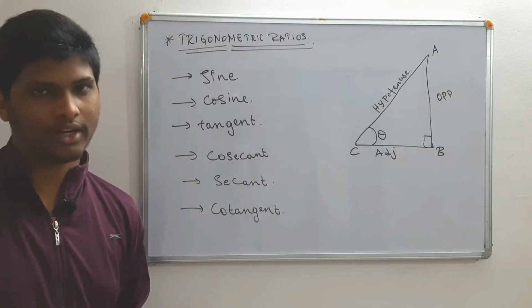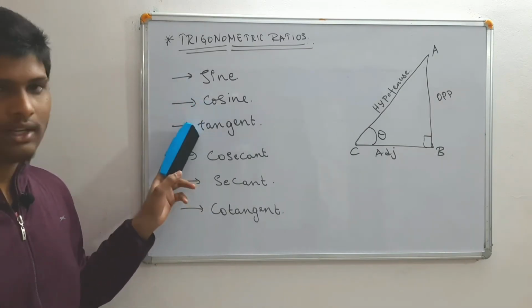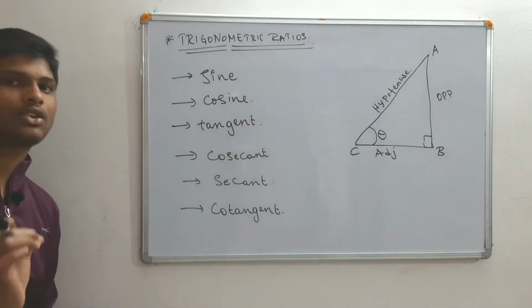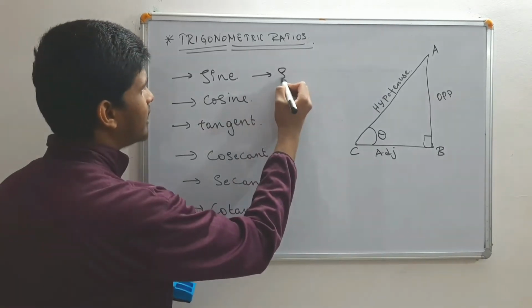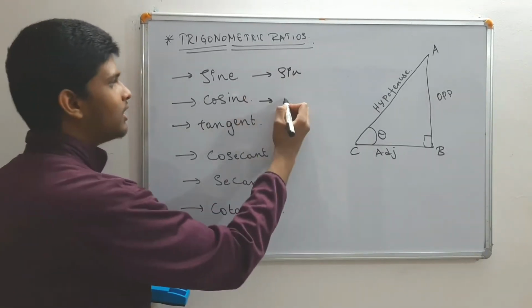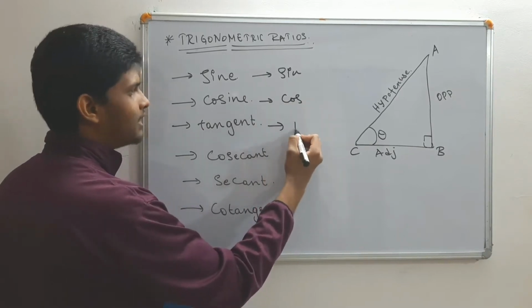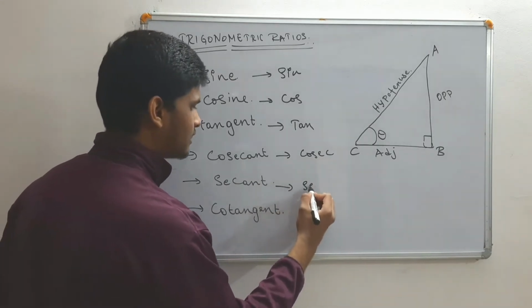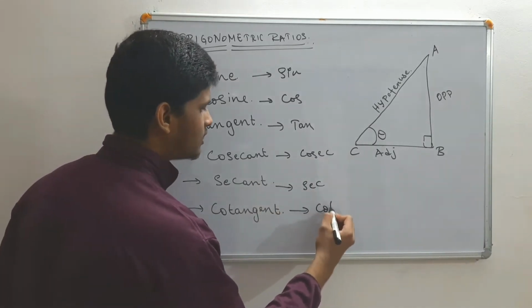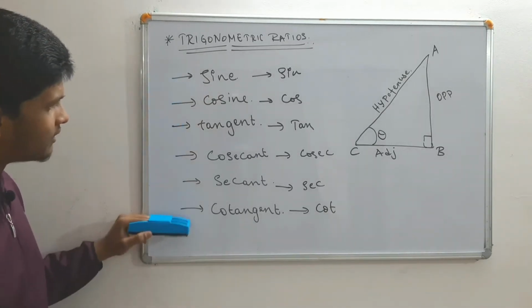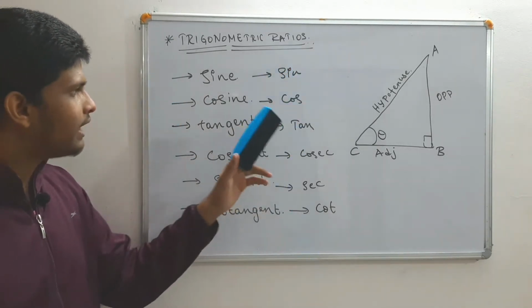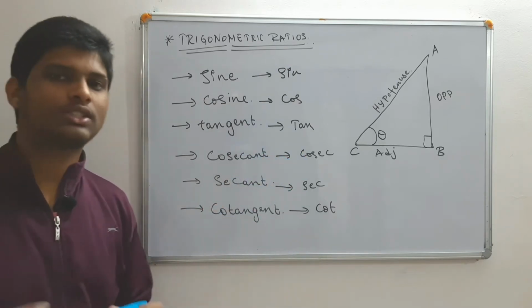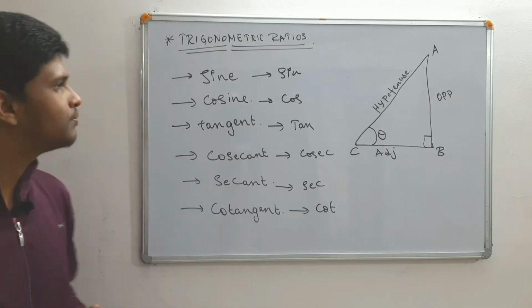And there are 6 trigonometric ratios, namely sine, cosine, tangent, cosecant, secant and cotangent. These are the main 6 trigonometric ratios, and sine can be written as sin in short form, cosine as cos, tangent as tan, cosecant as cosec, secant as sec, cotangent as cot. So we can write these 6 ratios like this also. Let's discuss what these ratios are one by one.